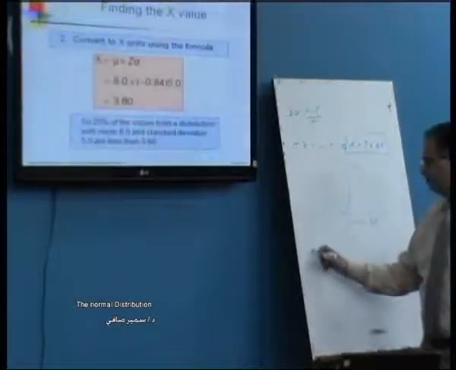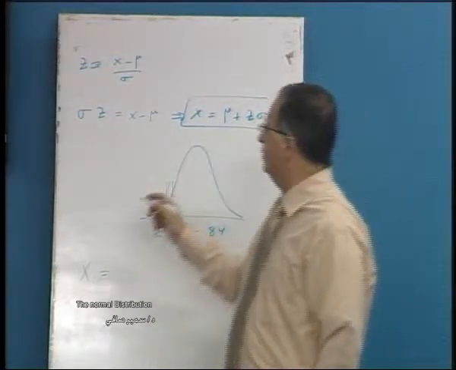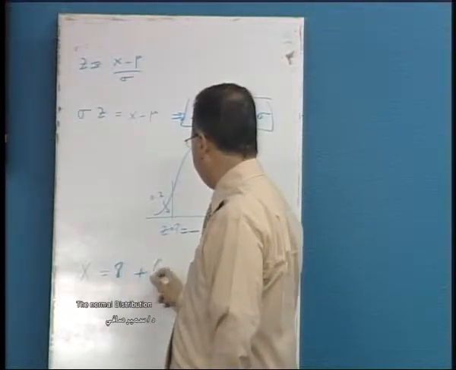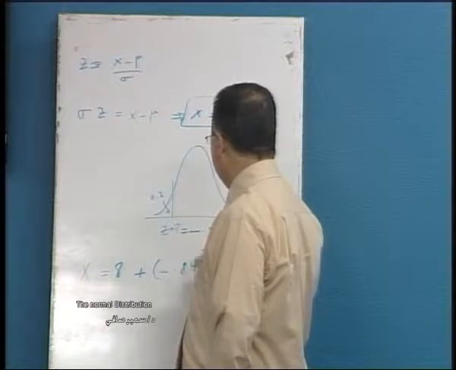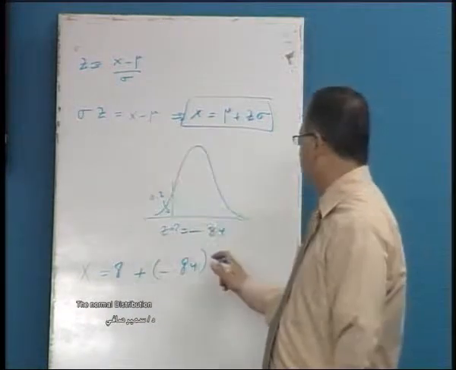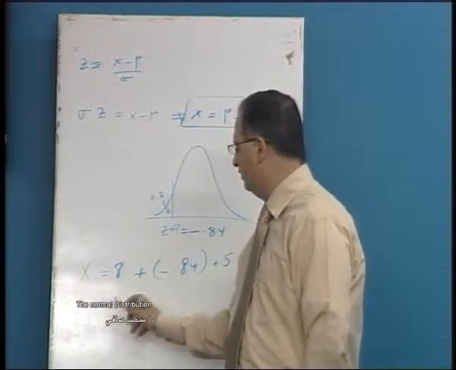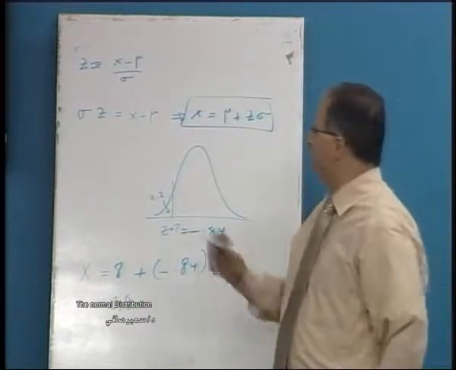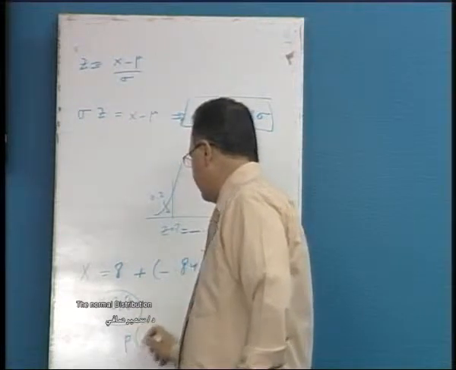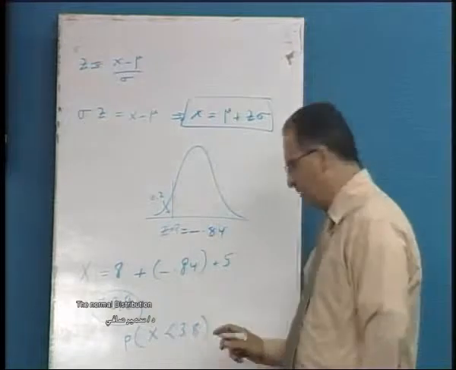So my corresponding x value equals mu. The mu is given as 8, plus z, which is minus 0.84, times sigma. Sigma is 5. You will end with 3.8. So this means the probability of x less than 3.8 is exactly equal to 0.2.